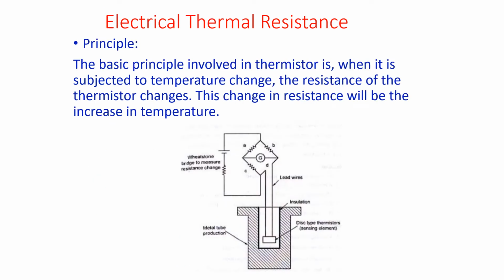The thermal resistance is inversely proportional to temperature. If you stop the movement of electrons, that is, the current will be reduced. That is inversely proportional. The temperature and the resistance are inversely proportional.